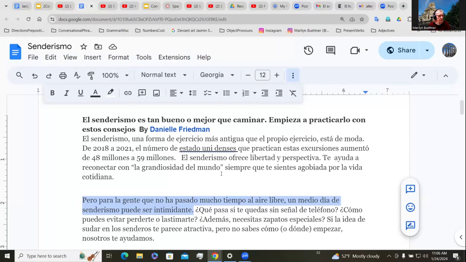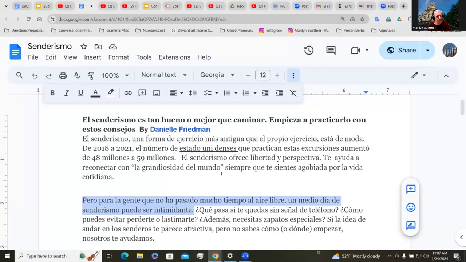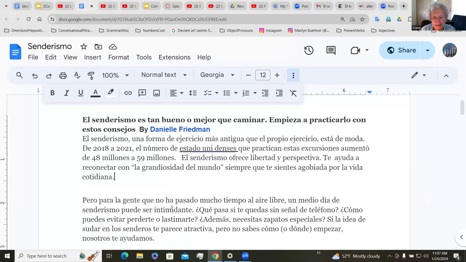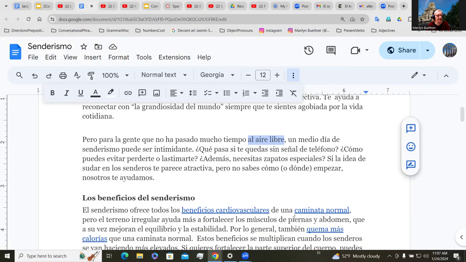Intimidante. Ah, sí. But for people who have not spent much time outdoors, a half day of hiking can be intimidating. Okay. A good chunk to know out of that is that phrase, al aire libre. There's a good one for you to have in your back pocket to be able to use off the top of your head. Al aire libre. Al aire libre es outdoors. Outdoors, in the great outdoors. Yeah. Al aire libre, we do not use to just say outside my house. Outside your house is just too blah. Outside your house could be, you know, on a busy street. Al aire libre is outside, meaning with open air and trees and plants and nature. Okay. Al aire libre. Okay.